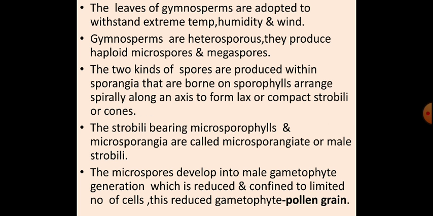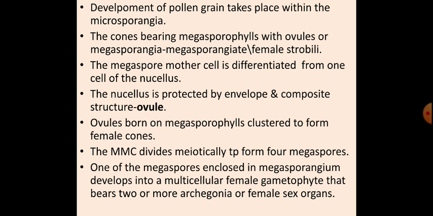The first thing is we want to produce a male gamete. Male gamete production is very easy. What happens? The strobilus, which contains microsporophyll, will produce microsporangia, and that microsporangia will lead to the formation of the male gamete, that is the pollen grain. Simple thing. The formation of the female gamete is a little bit complicated.